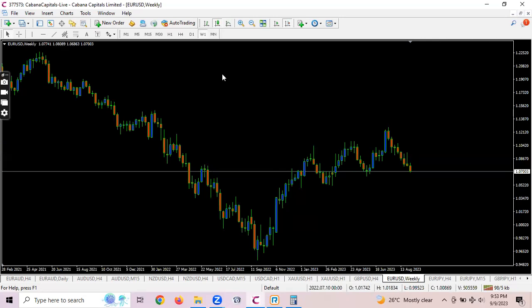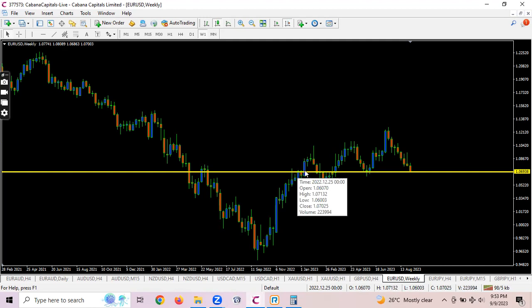What will be your reason for buying? Okay, you could say, I'm considering buying because we have a support here. The market just tested that support level, right? That could be one of the reasons you want to buy. At this point, it was a previous resistance, now support. So you might want to consider buying because the market just tested a support.